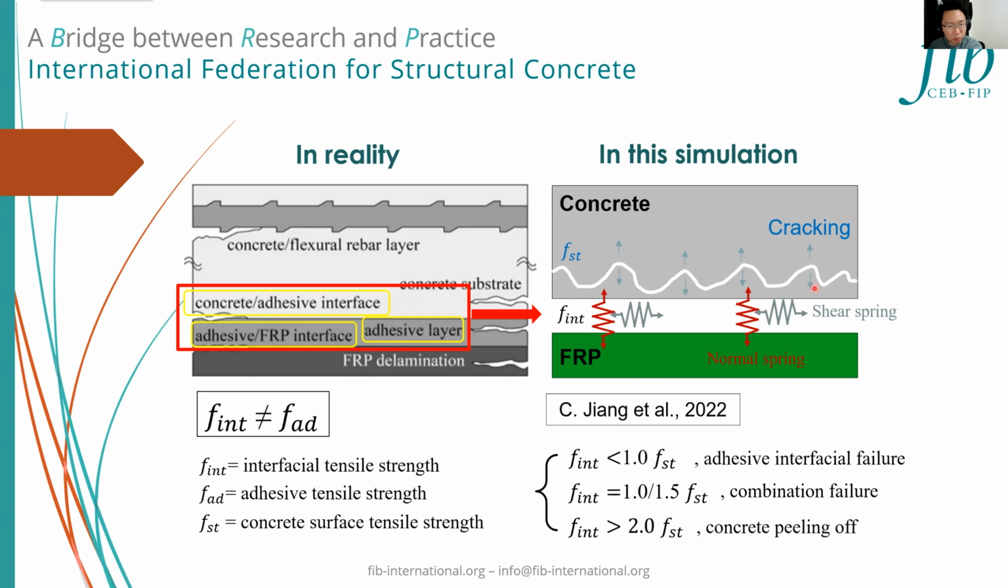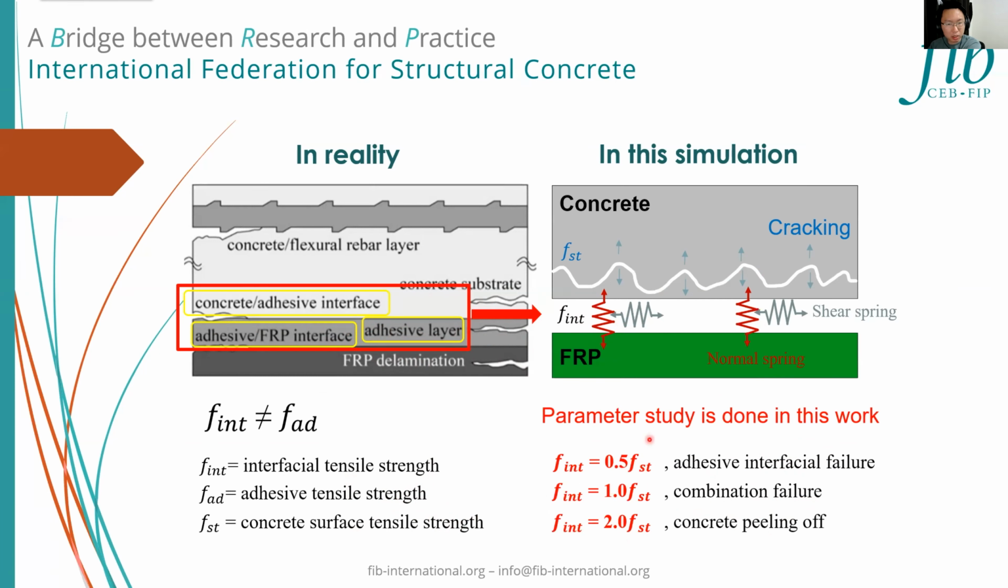Considering the different failure modes, if both FRP and the concrete are assumed to be rigid bodies, the interfacial tensile strength is the force that can lead to interfacial failure, not the rupture tensile strength of the interfacial adhesive material. Dr. Jiang has done the parameter study of the relationship between the interfacial tensile strength F_interface and the concrete surface tensile strength F_ST in his work. According to his result, to investigate the different failure modes, 3 different F_interface values were selected to do the parameter study in this work.